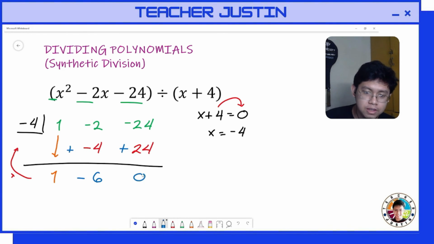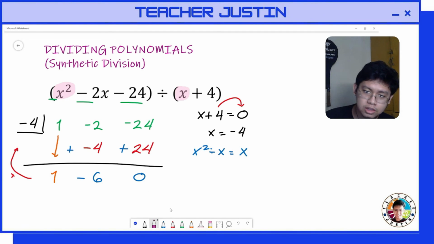That will be 0. Now, let's identify our leading term. To get our leading term, let's focus on the first term of our polynomial. So we have x squared divided by x. Let's get their quotient, x squared divided by x, and their answer is x.